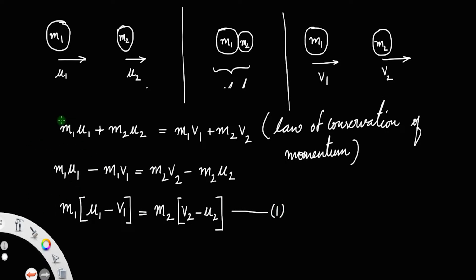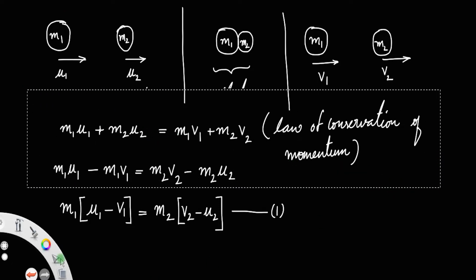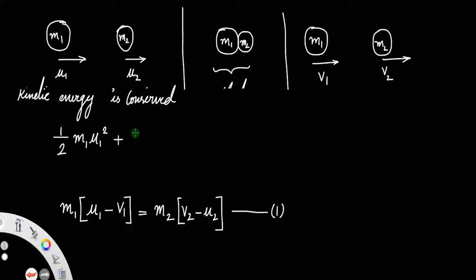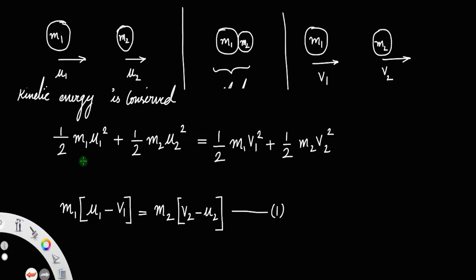Also, the kinetic energy is conserved, since the collision is elastic. Which means kinetic energy before collision, that is half m1 u1 square plus half m2 u2 square, is equal to the total kinetic energy after collision, which will be half m1 v1 square plus half m2 v2 square. Clear? You can cancel all these 1 by 2's.